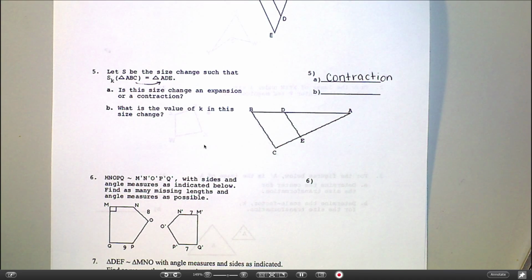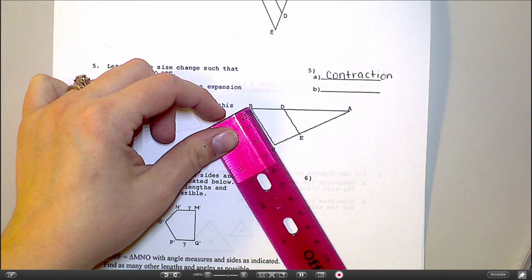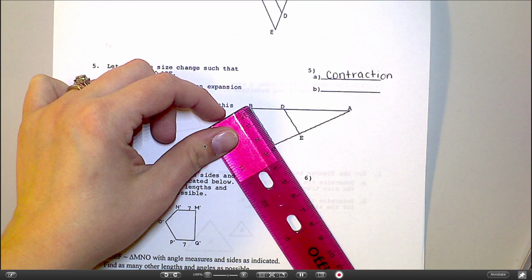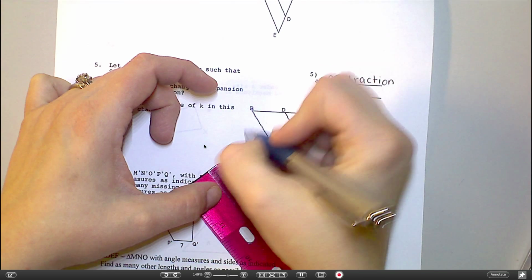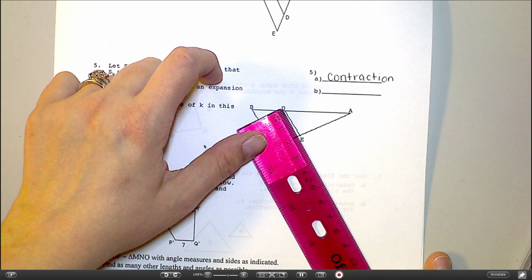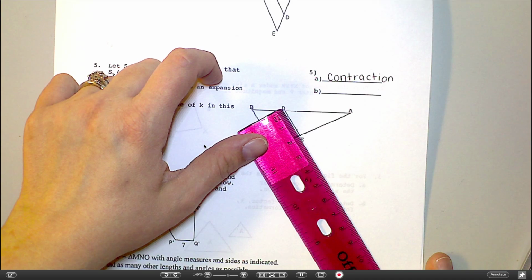Okay. So when I measure BC, I get, oh, old lady eyes are failing me, about 2.7. Do you agree with me? 2.7 centimeters? Okay, and then DE is 1.8.